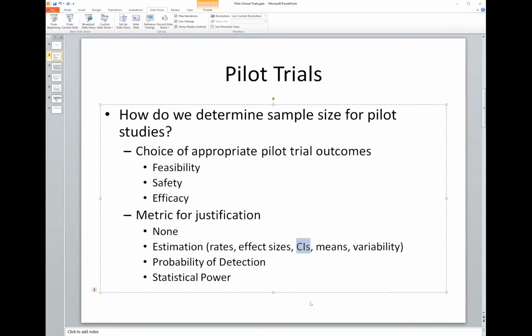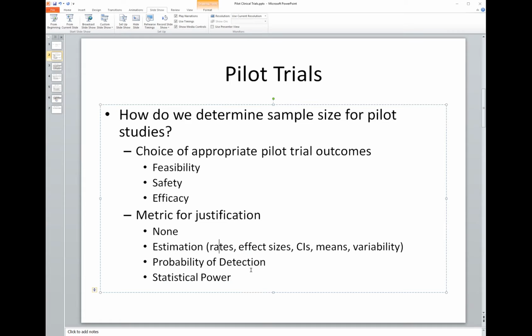But we can also estimate a lot of things that could help us in properly designing our next trial. We could look at various different rates. We could look at the dropout rate, for example. We could look at the rate of subjects refusing randomization. We could look at the rate of subjects adhering to the treatment.